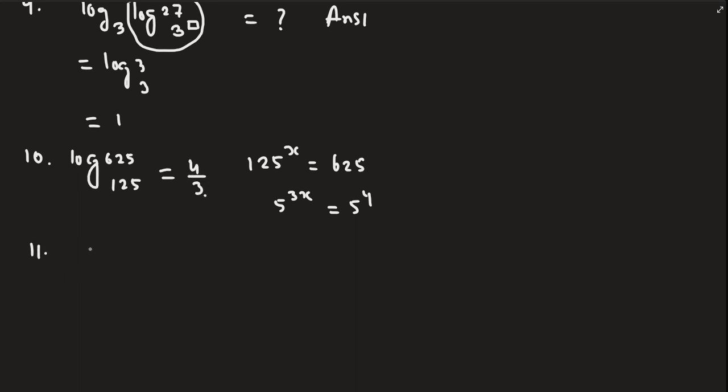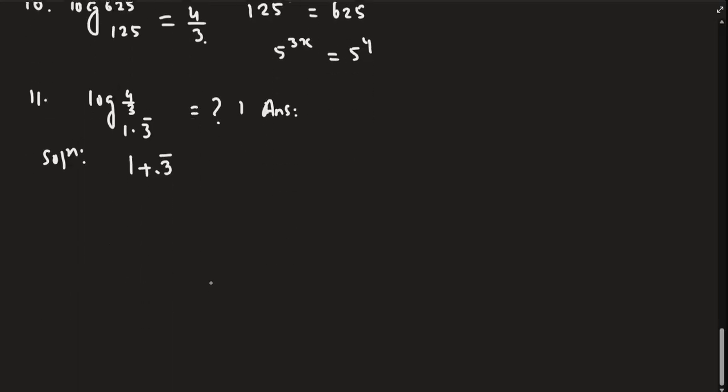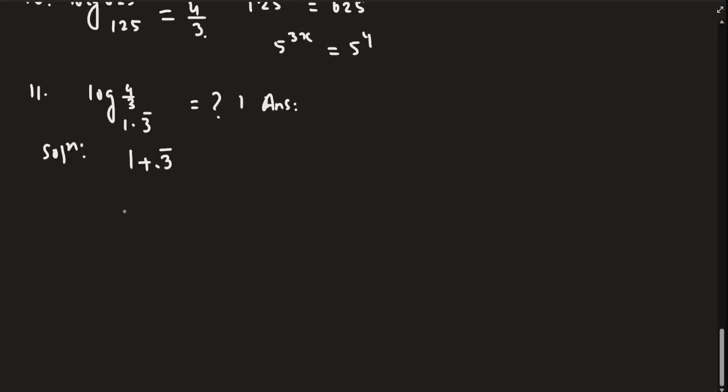Question number 11. Log of 4 by 3, and base is 1.3 recurring. What is its answer? So its answer is 1 only. Now see the solution. 1.3 recurring we can write as 1 plus 0.3 recurring. Now we are going to calculate what is the value of 0.3 recurring.